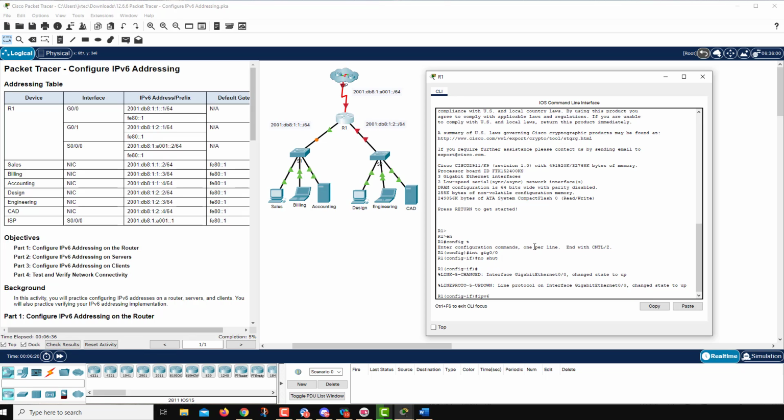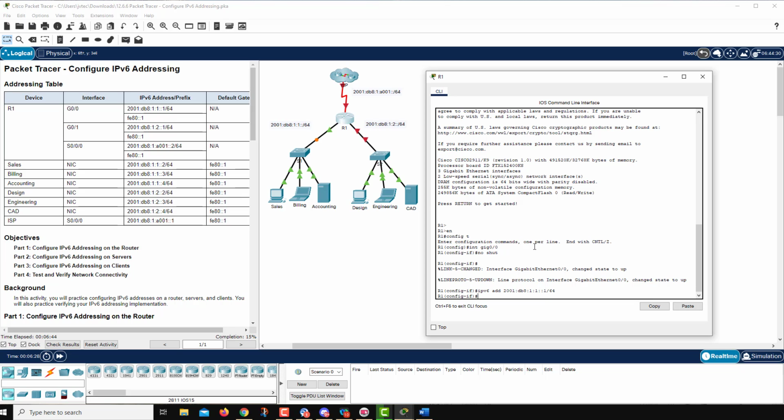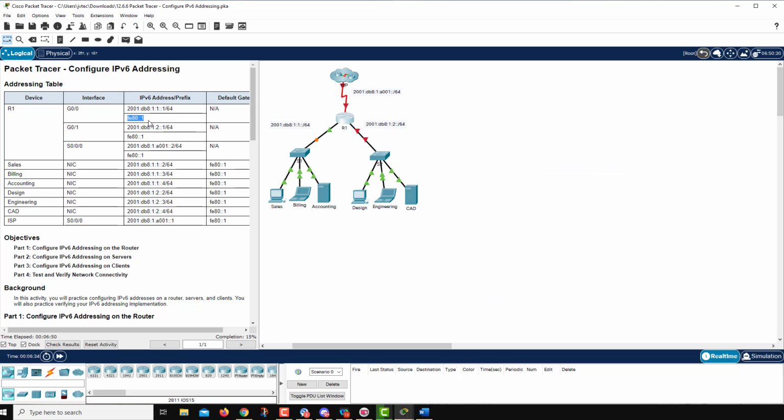So IPv6 address 2001:DB8:1:1::1/64 with no space. No shut, we already did that, but we'll do our link local address. What is this link local thing, this FE80::1? This is an address that can be used again and again on a router, but the rule is it can only be used once on each local network.